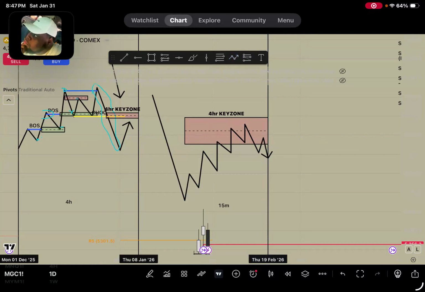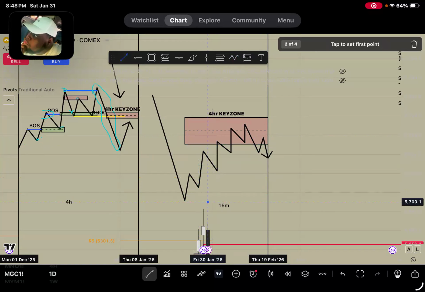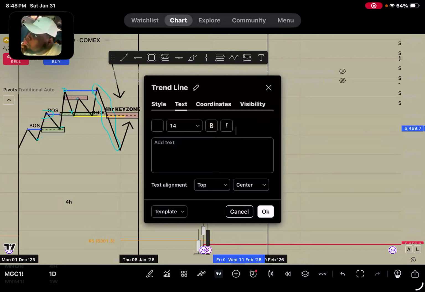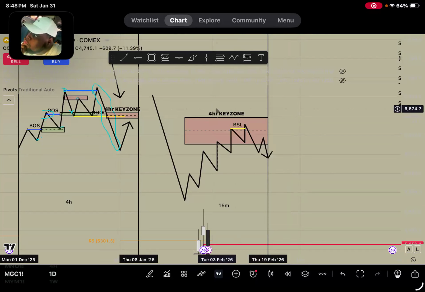Now pay attention to what happened. In the 15-minute time frame, you waited until it came into the zone. Look, you got your buy side sweep. That's your buy side liquidity. It would have been a breaker structure, but the candle failed to close past that.